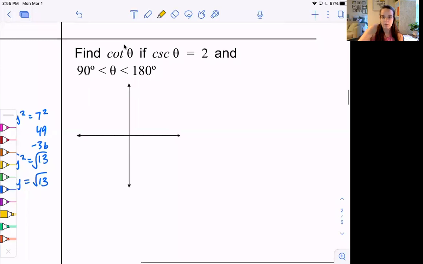I want you to try it on your own. Go ahead and find cotangent if cosecant is this. At least draw your triangle. We'll be back in just a second.